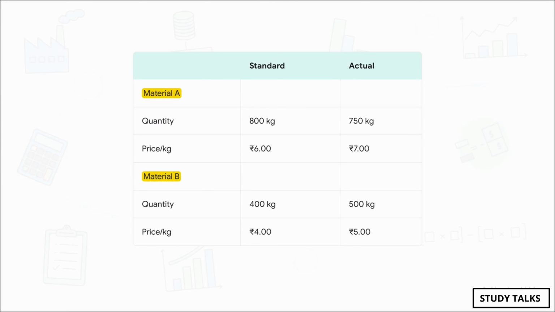All right, enough theory. Let's get our hands dirty with a real example. We've got standard and actual data for making 100 kilograms of a product using 2 different materials, A and B. Seriously, the very first thing you should do in the exam is just lay out your data like this. It makes everything so much clearer.